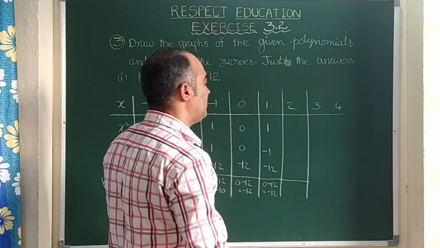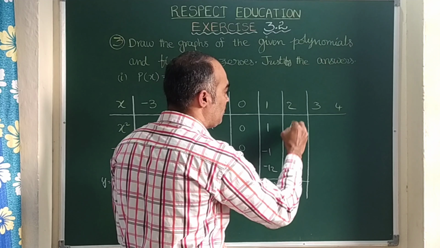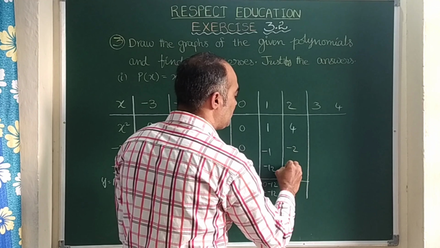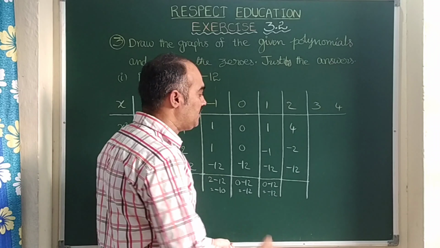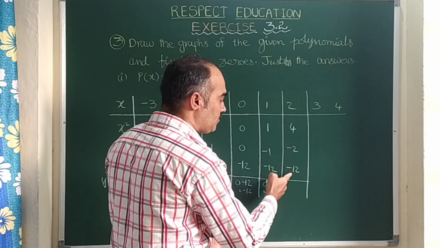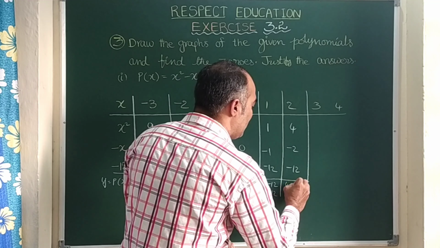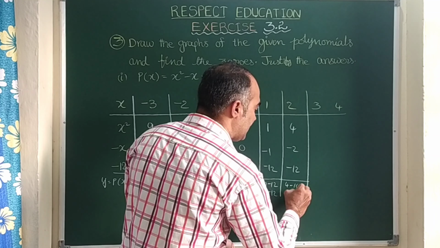And let us go to the next value, that is 2. 2 square is 4. Minus 2 is minus 2. This is minus 12. Right? Here you see minus 2 minus 12 is minus 14. 4 minus 14 is minus 10.